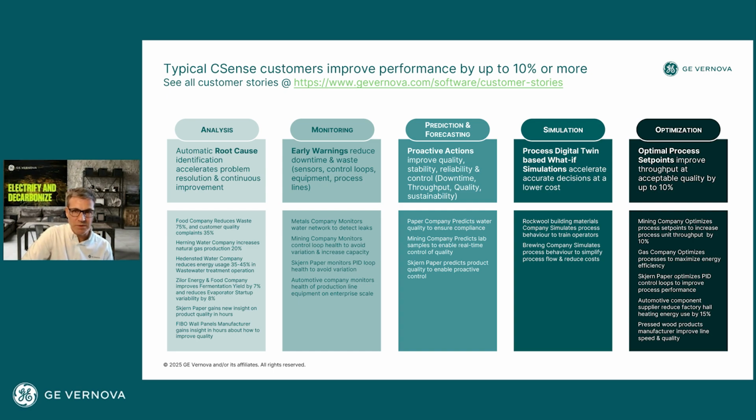It may sometimes be more if a plant has not been optimized in a while, or there's significant room for optimization. And if you want to see some detailed customer stories, you can visit our website. The link is shown there, and you can read more detailed stories of how customers are improving. So with that, we will spend a few moments looking at a few specific customers and how they benefit from CSense.